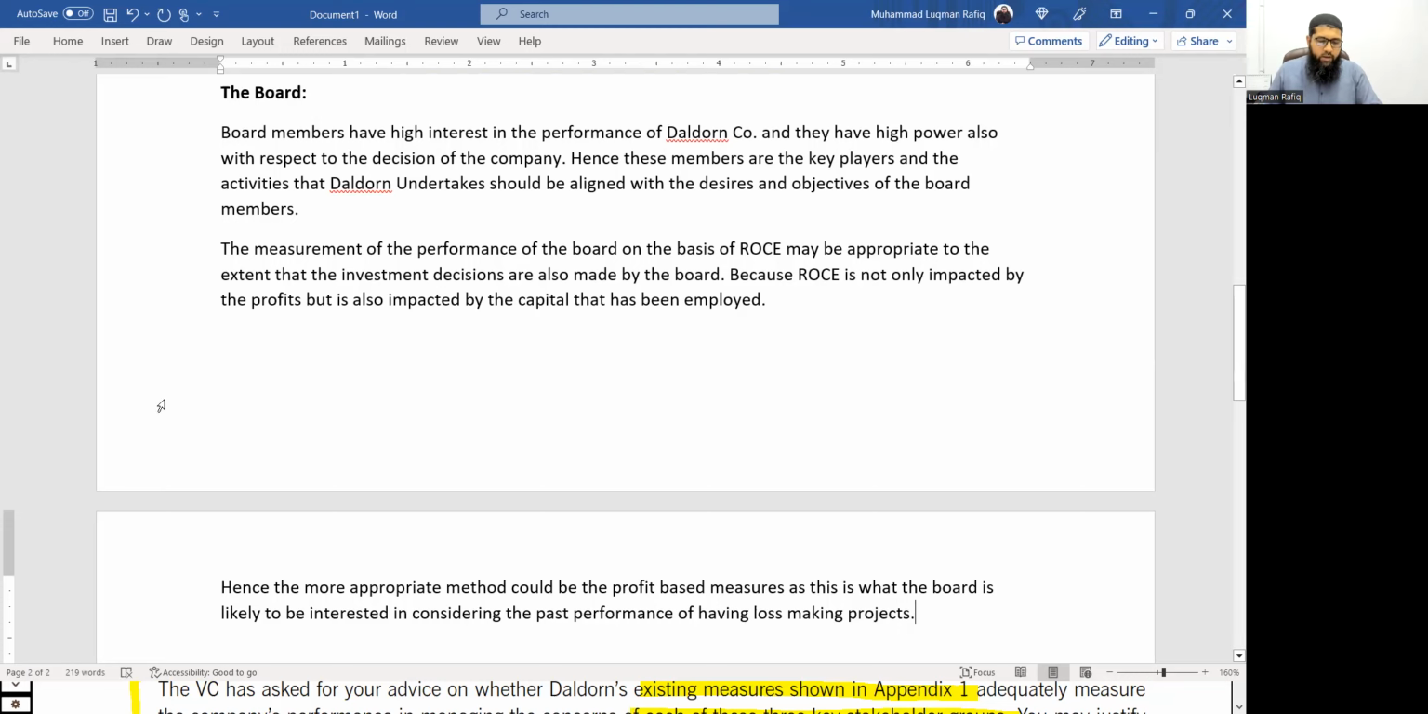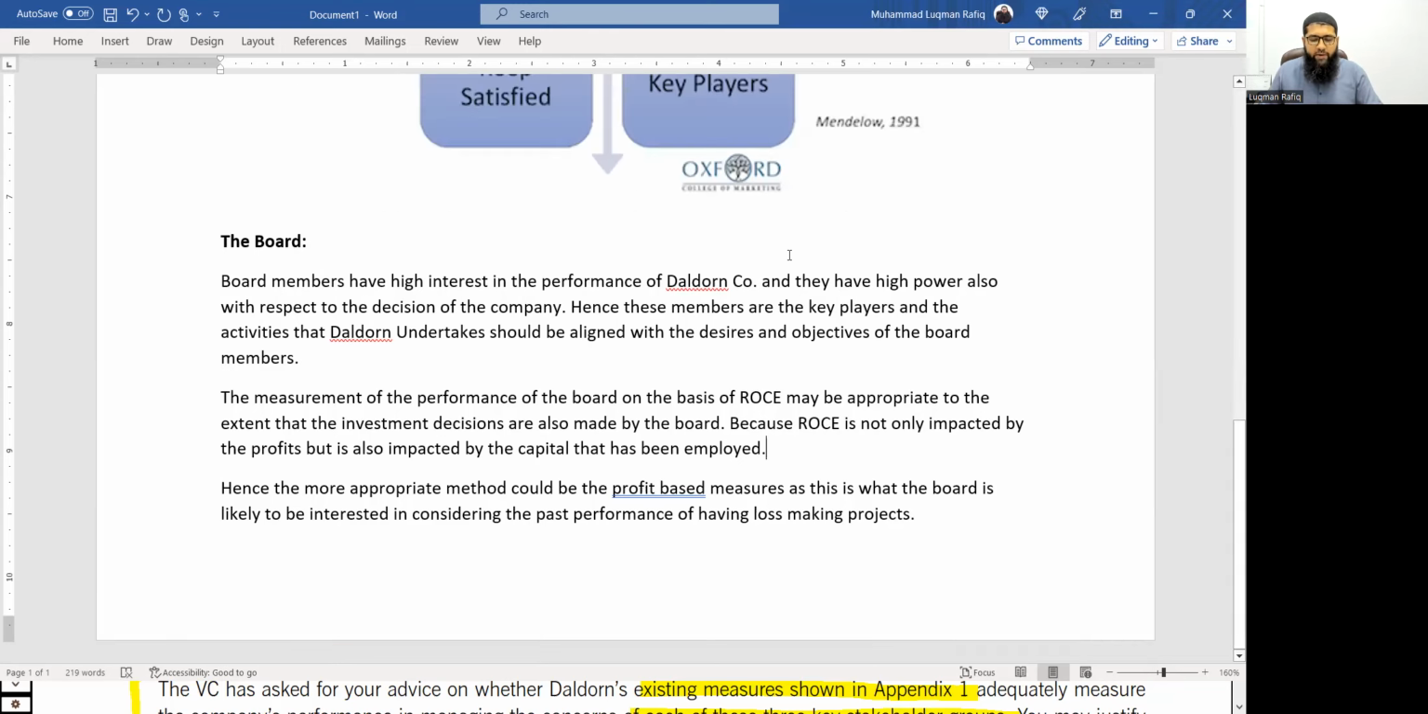You get my point? In the past, the board has had loss-making projects. The board would not want to incur more losses, right? So the board would be interested in, why low power? The board has high power. The board of directors could just remove you people, could remove the entire management.